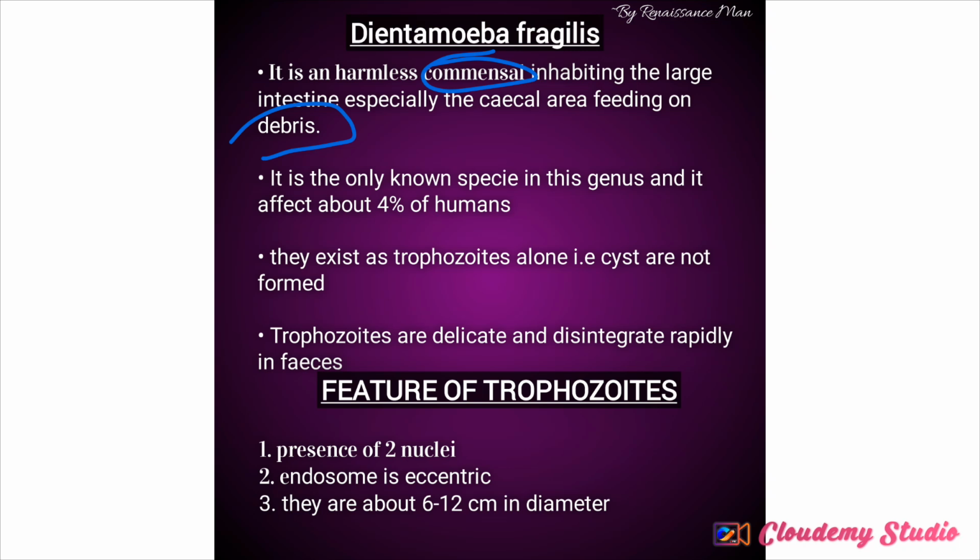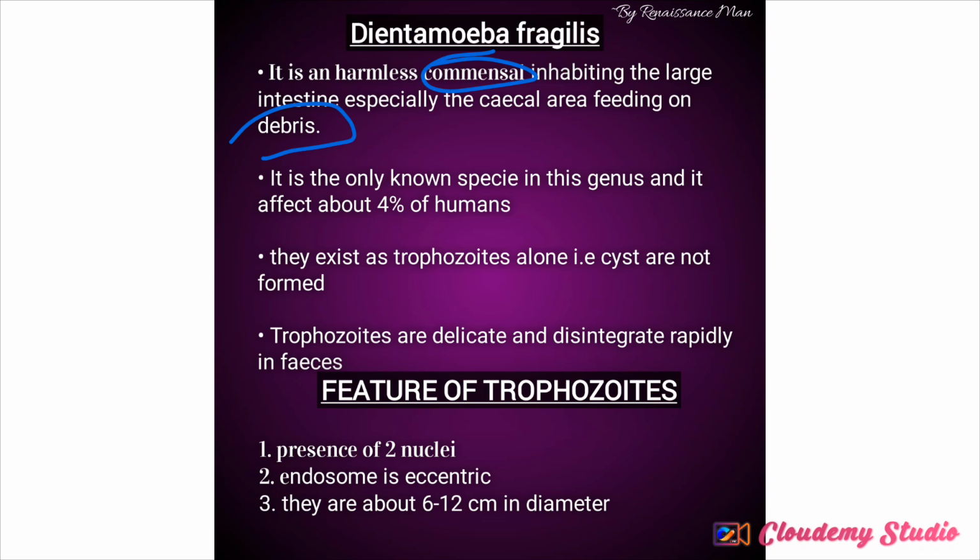The only thing that they do is feed on nutrients in their host, but they do not cause disease. That's why we call them commensals. They are not pathogenic parasites. Are you getting me now? Now, it is the only known species of this genus and affects 4% of humans. So in this genus, we have only one species, and that is D. fragilis, and they exist as trophozoites alone.